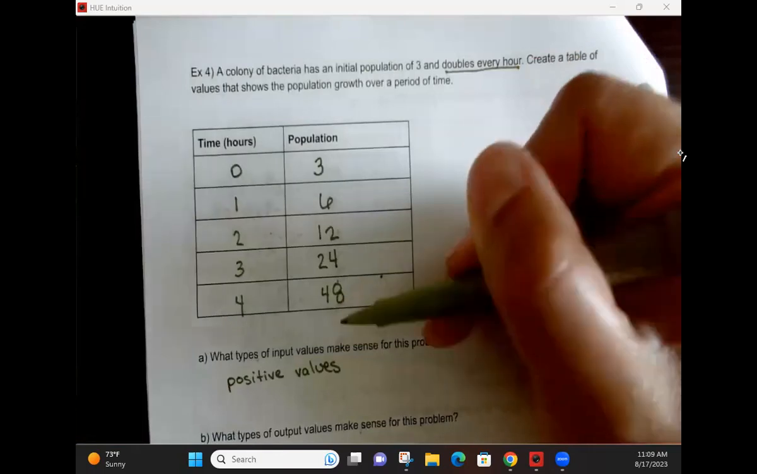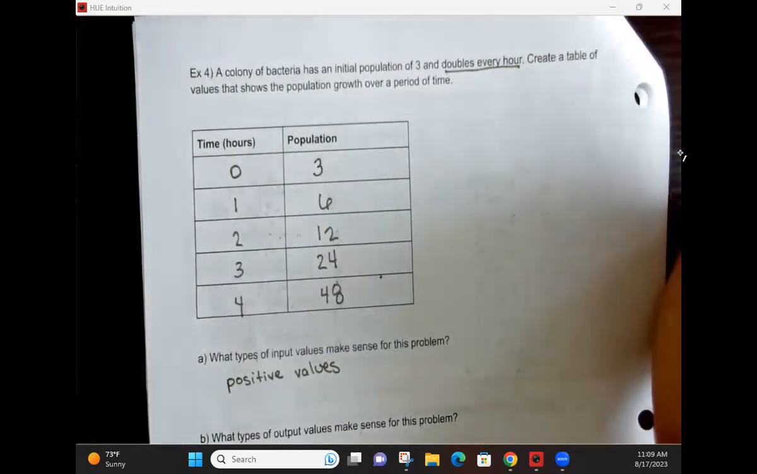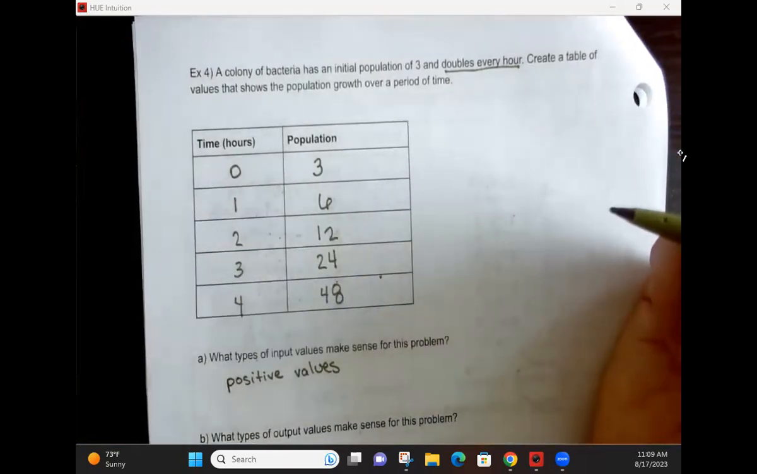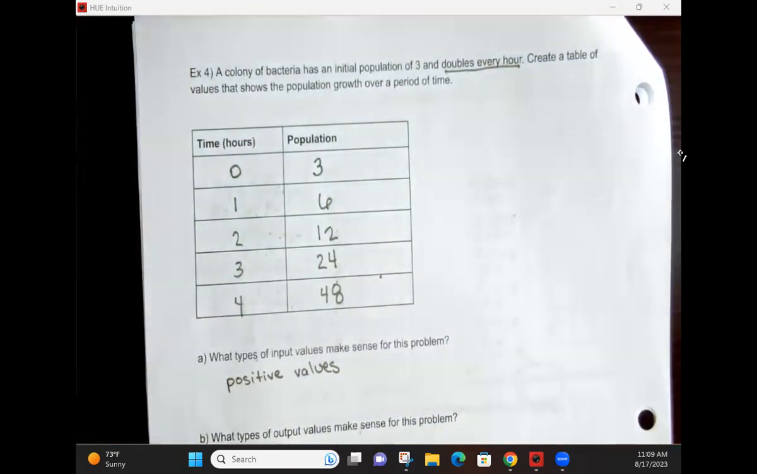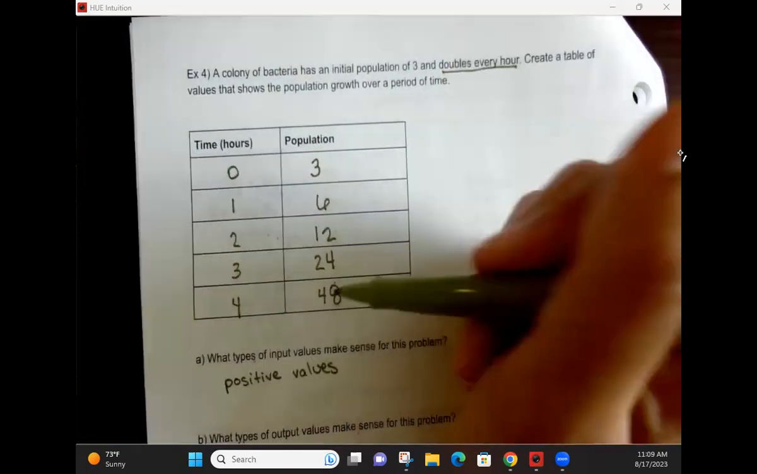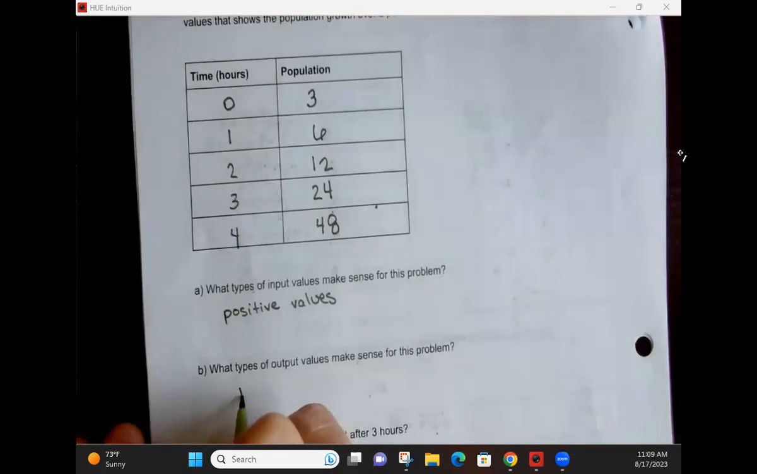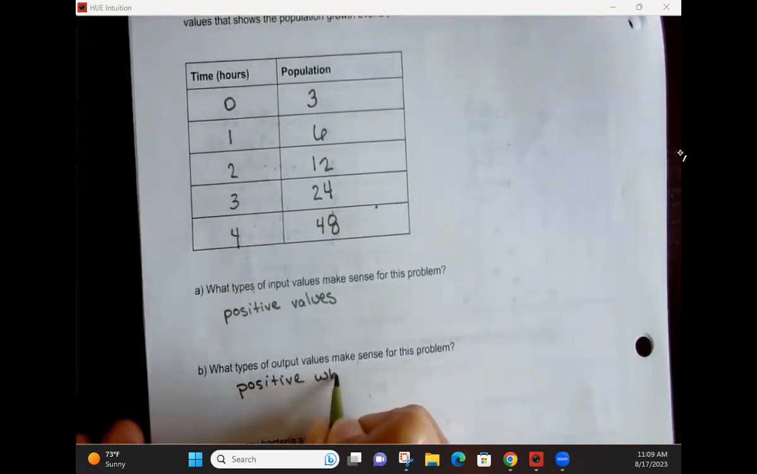These are all positive numbers. Do they have to be positive numbers? Yeah. These are all whole numbers. Do they have to be whole numbers? This time, yes, they do, right? Because we're talking about bacteria. That's what we're counting here. So those are going to have to be whole numbers. So for our output, we need positive whole numbers.